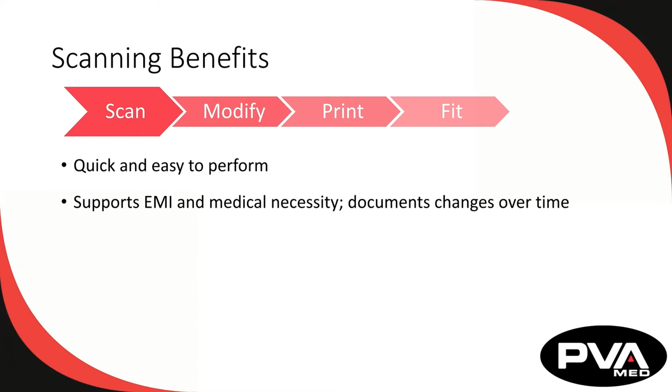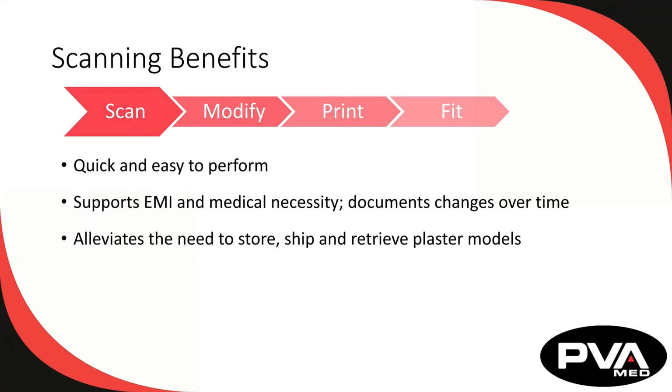Measurements can be taken from the scan whenever needed and can include AP measurements, ML, circumferences at any point in the scan. Comparing scans from different visits makes documenting medical necessity less labor-intensive, more straightforward, and visually obvious when comparing scans side by side or overlaid on top of one another.